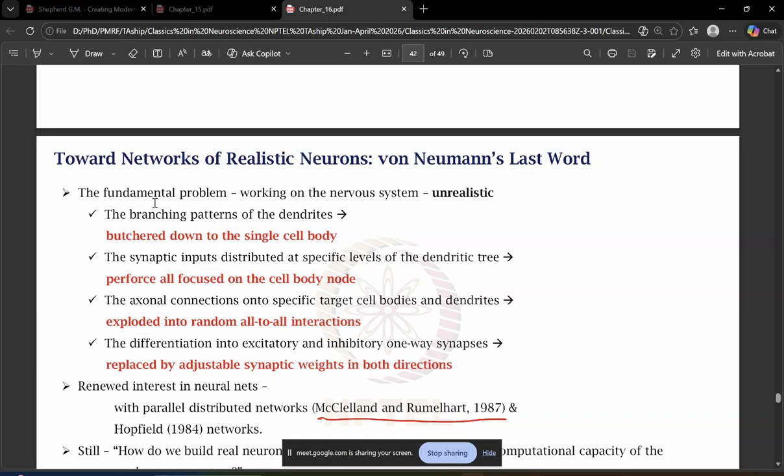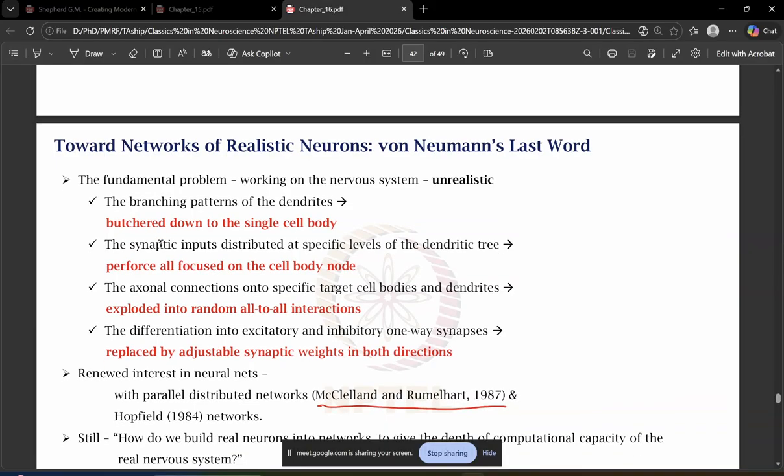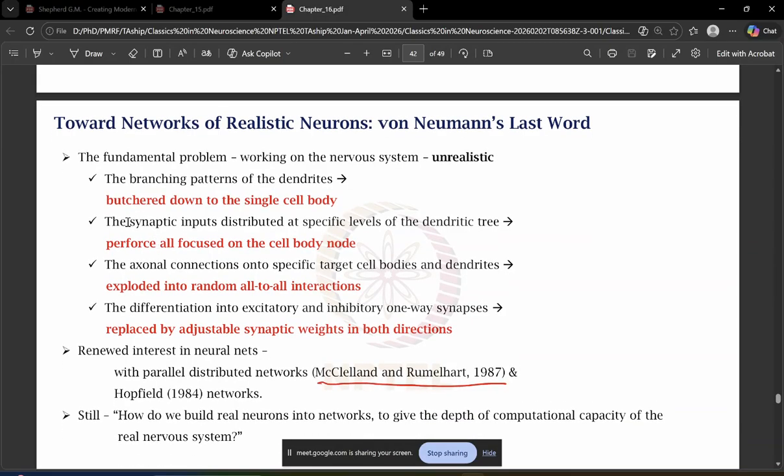We know that dendrites have extremely branched dendritic trees, right? That was being butchered down to the level of the cell body. So the intricacies of the dendrites, the active properties of the dendrites, and the information being processed in the dendrites were being lost. Next, the synaptic inputs that were distributed at specific levels of the dendritic tree were all focused on the cell body node. So basically the dendrite was completely being ignored.